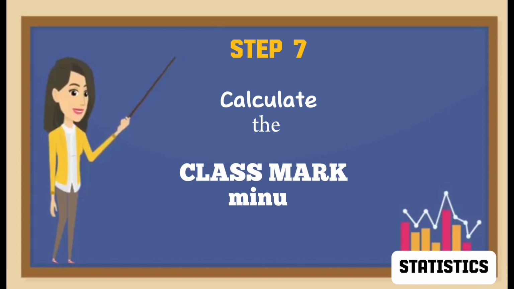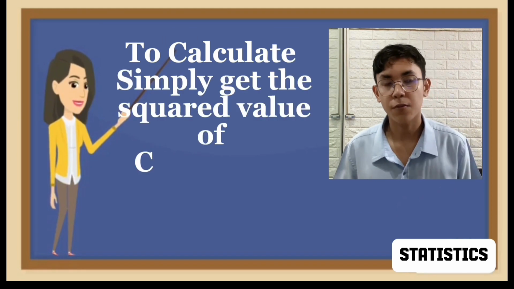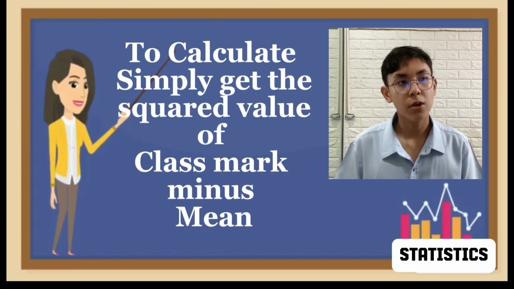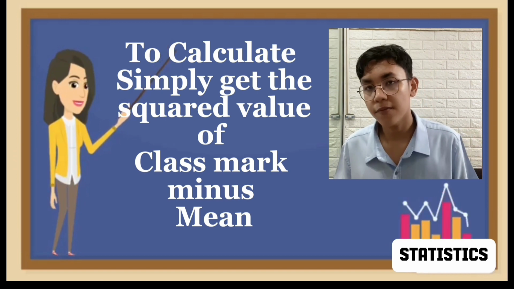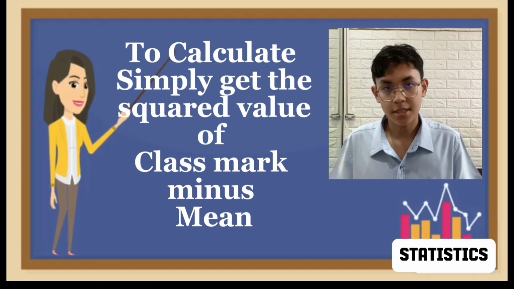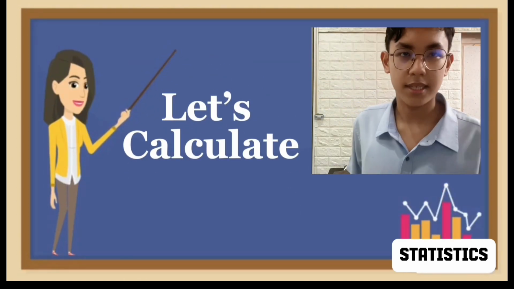Step 7. Calculate the class mark minus mean squared. I will be showing you the final 2 steps in completing the distribution table. Let us proceed to step 7, which is the calculation of the class mark minus mean squared. To calculate this formula, we will simply get the squared value results in the class mark minus mean, and these are the calculated values of this formula in our distribution table. Now, let us get started with the calculations.